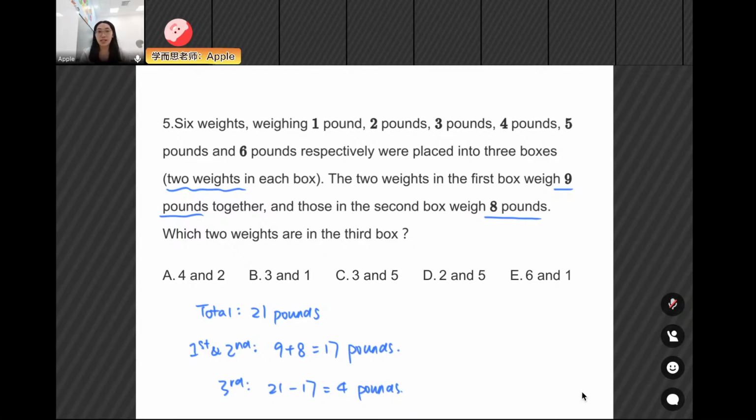Then following this, could you please tell me which 2 numbers will add up to 4? Yes, there's only one choice, which is B, right? 3 plus 1, that is 4.